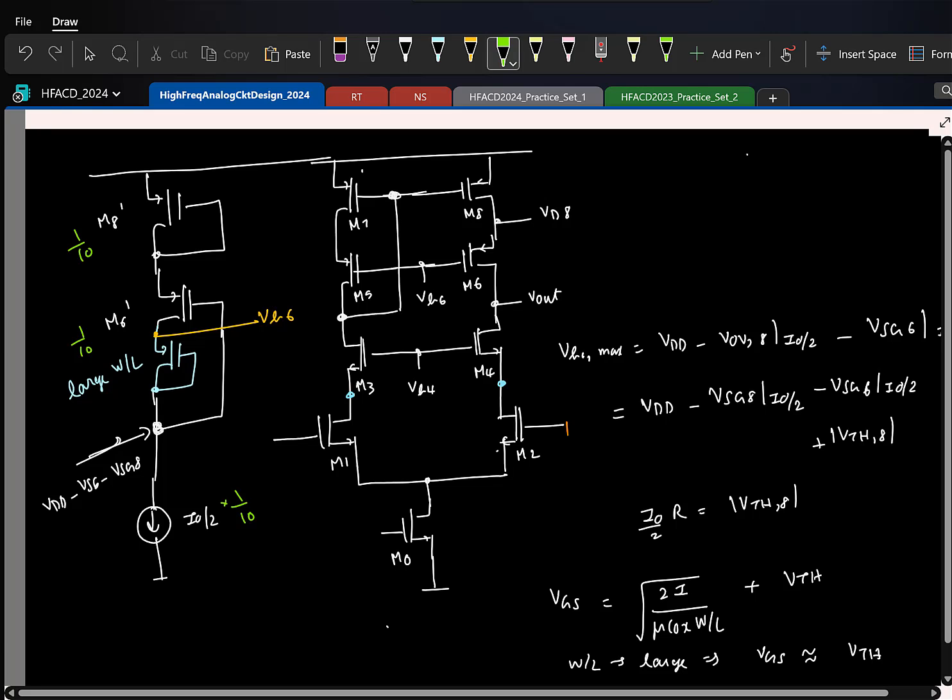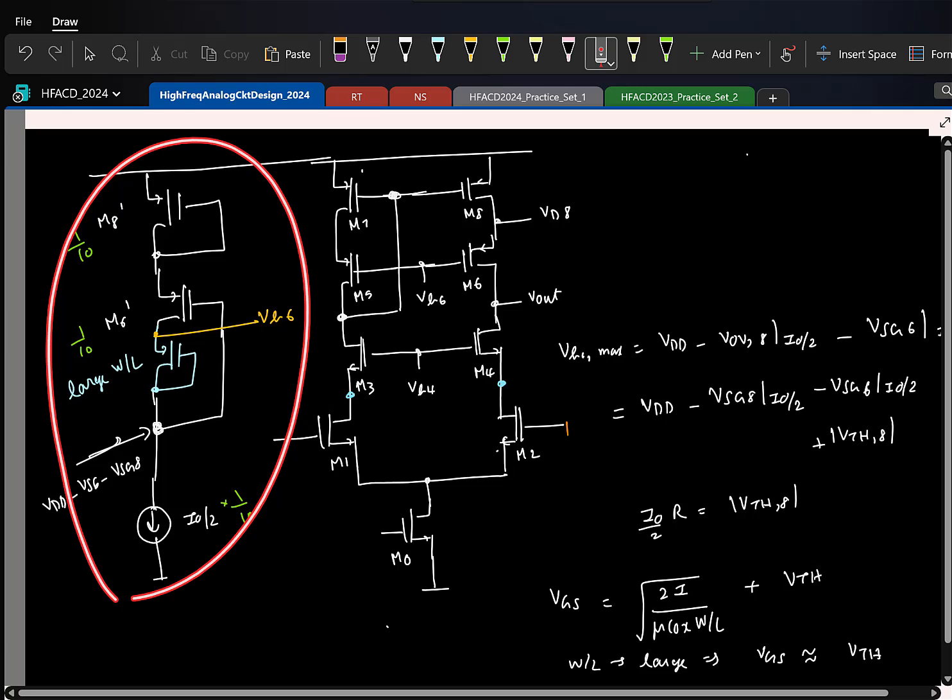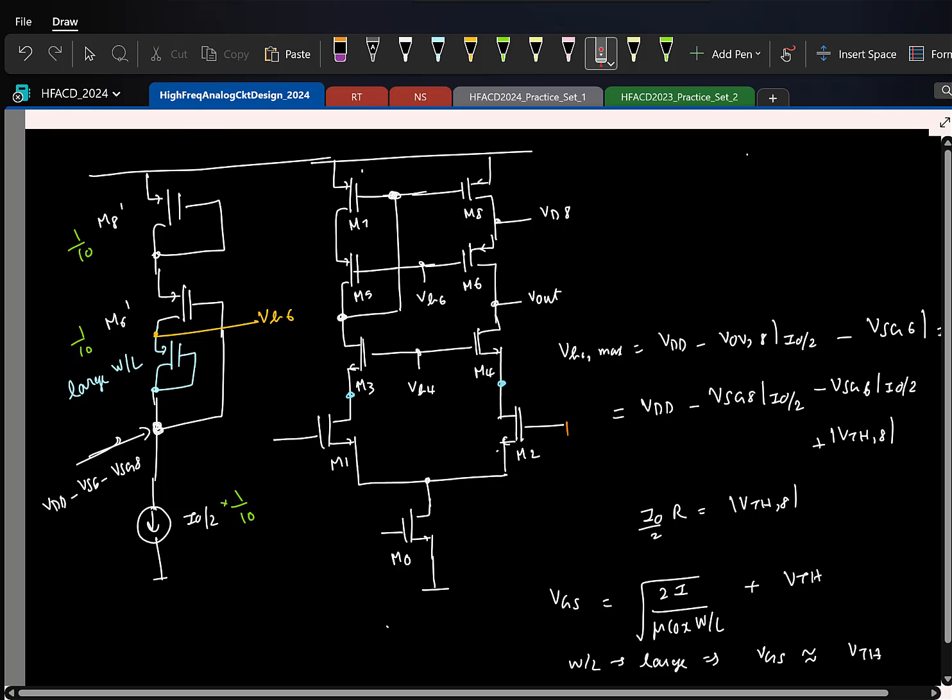I want to maintain the same gate to source voltage. That's the whole idea. If I scale down the current and I scale down the width also appropriately, nothing changes. So this is something you can do so that the bias branch doesn't carry unnecessary current. Cool. So then let's move on.